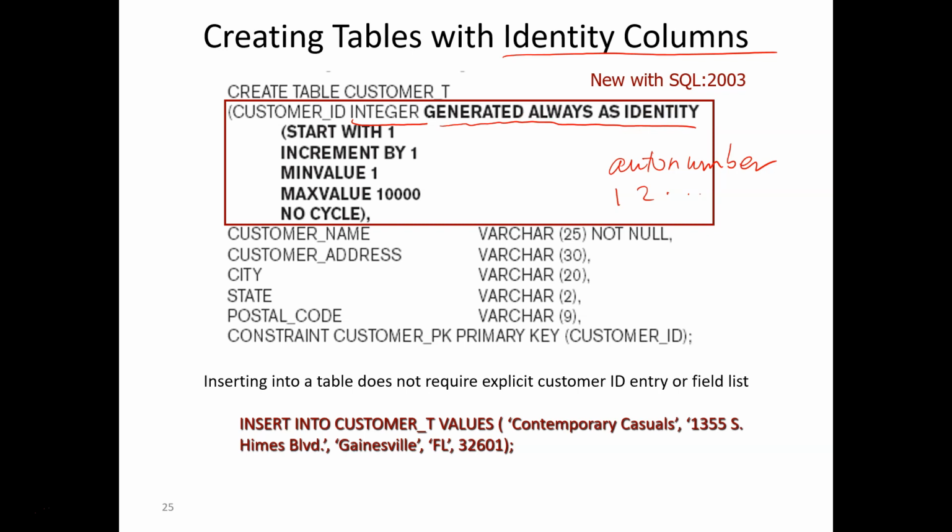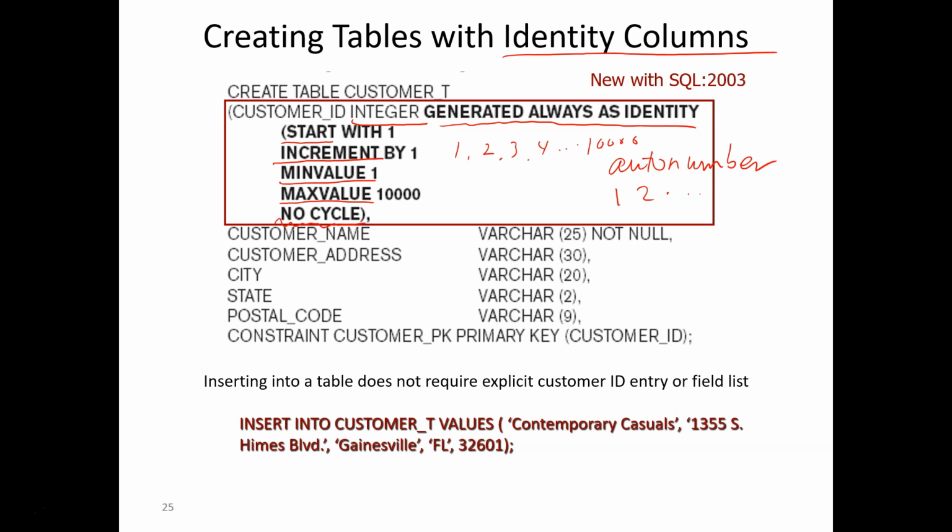You also have the flexibility to state a start number, a maximum value, a minimum value, and also the increment for the identity column. In this case, you want to start with the number 1 and increment by 1. So for the next record, it will be 2 and 3 and 4 and so on. The minimum value will be 1 in this case, which is the start value, and the maximum value here will be 10,000. Including 1, you can have 10,000 records in this table. And this is no cycle, which means after you reach 10,000, you will not go back to 1.